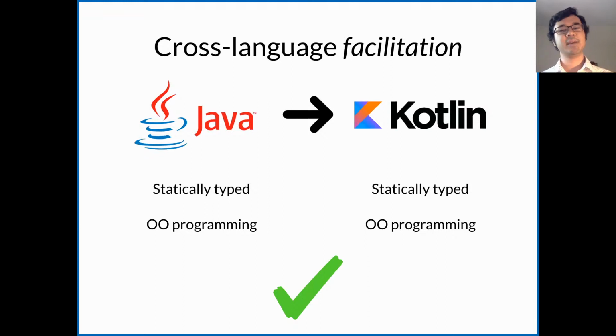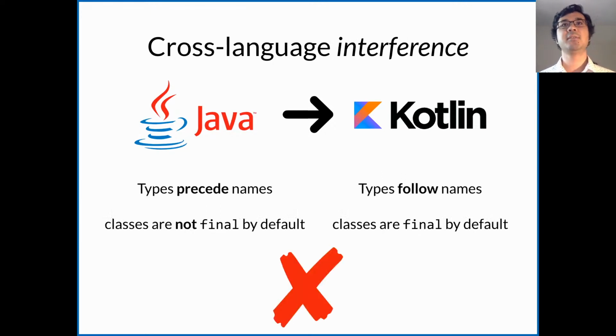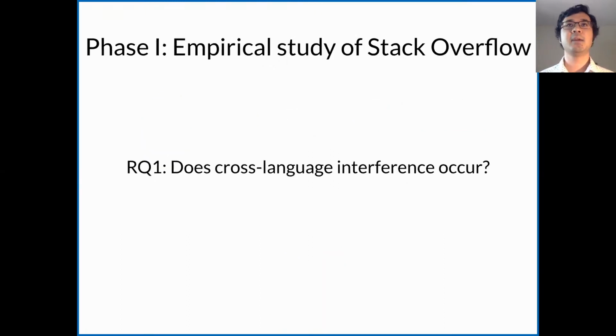In the same way, if we go back to our example, Java knowledge that transfers over well, we can call that cross-language facilitation. Things that don't work well, we can call that cross-language interference. And so for the first part of our study, we looked at Stack Overflow posts, and we wanted to take the first step of asking, does cross-language interference occur out there in the wild, and how can we detect that?